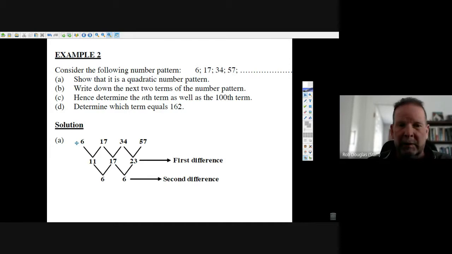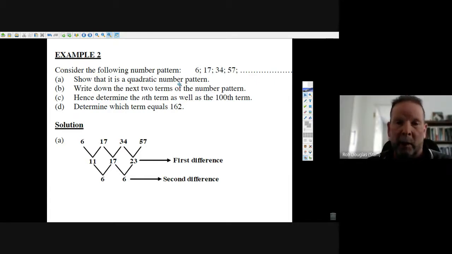Well, what you do is you put the four numbers out there and you start subtracting the terms. 17 minus 6 is 11, 34 minus 17 is 17, 57 minus 34 is 23. And then once you get the first differences, you subtract again. 17 minus 11 is 6, 23 minus 17 is 6. When those second differences turn into the same number, that means you have a quadratic sequence.